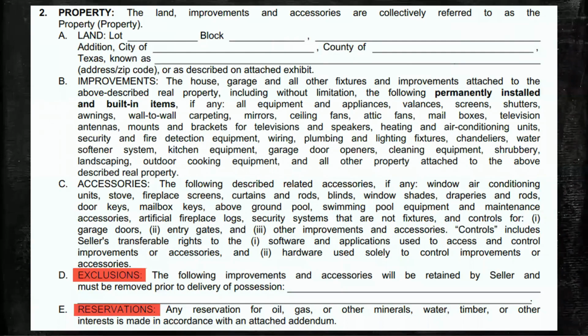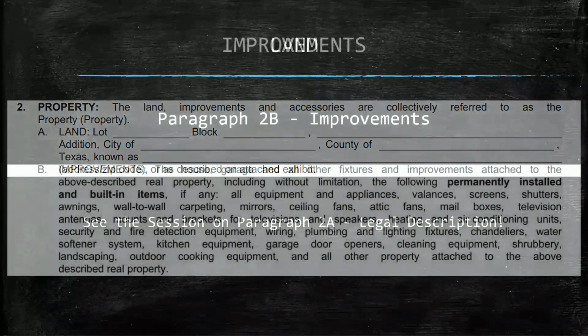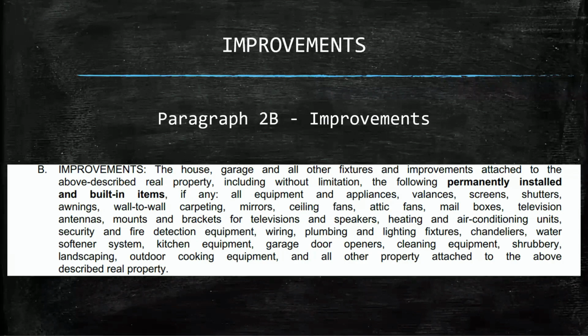We talked in a separate class about paragraph 2A, which is the description of the land, that being the legal description. So go back and have a look at that class. We're going to skip over that for now and get straight into improvements.